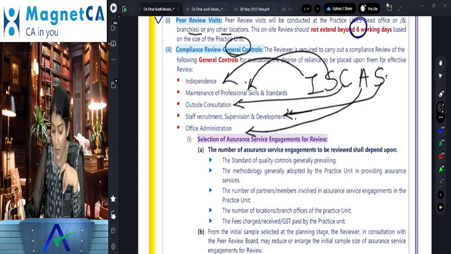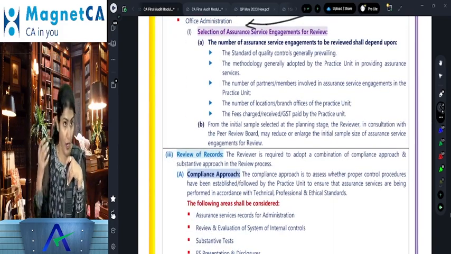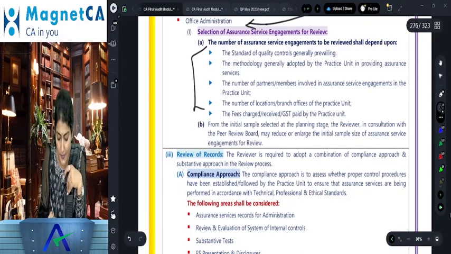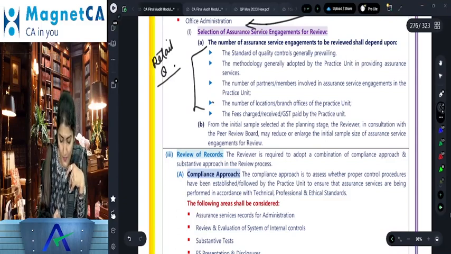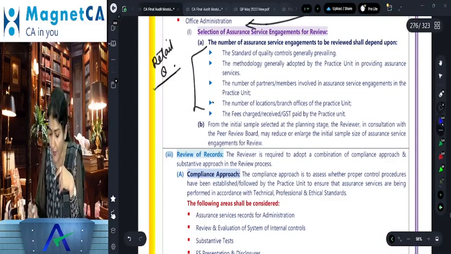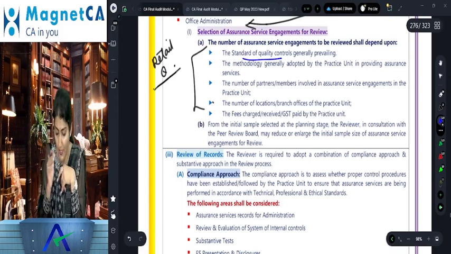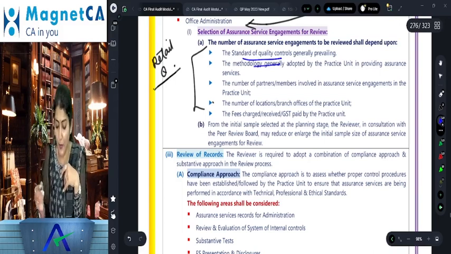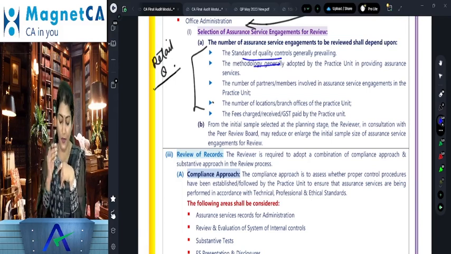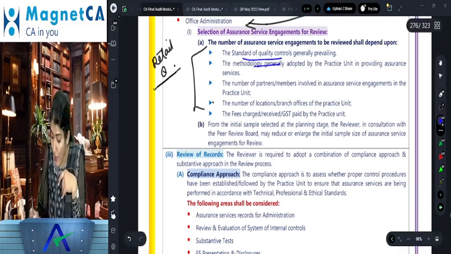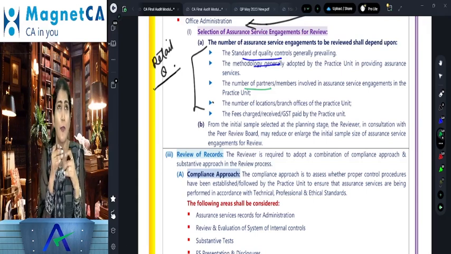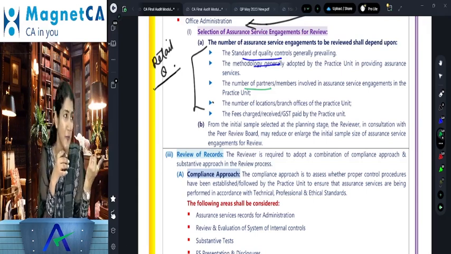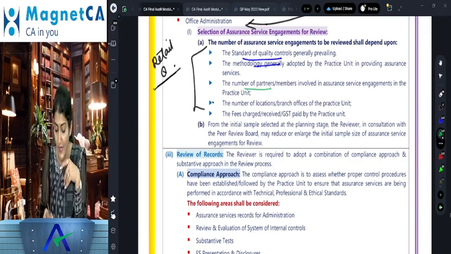Now how many audits to pick up? How many assurance engagements to be selected? Depends on. Again, this is a question which has been asked in your exams. The number of assurance engagements to be reviewed depends upon the SQC of the firm, the methodology adopted by the practice unit in providing the assurance services, the number of partners and the number of locations. Say there are 3 partners in the firm, so you might say every partner at least 1 file. So number of partners. Second, number of locations.